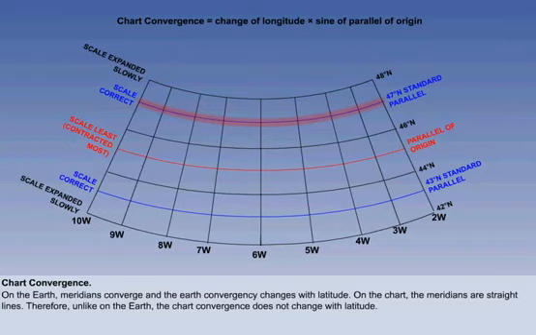The equation is that chart convergence equals the change of longitude times the sine of the parallel of origin. Notice that this is not the same equation as for Earth convergence, which is the change of longitude times the mean latitude of the 2 points. And remember that the sine of the parallel of origin is often called the constant of the cone, or little n.